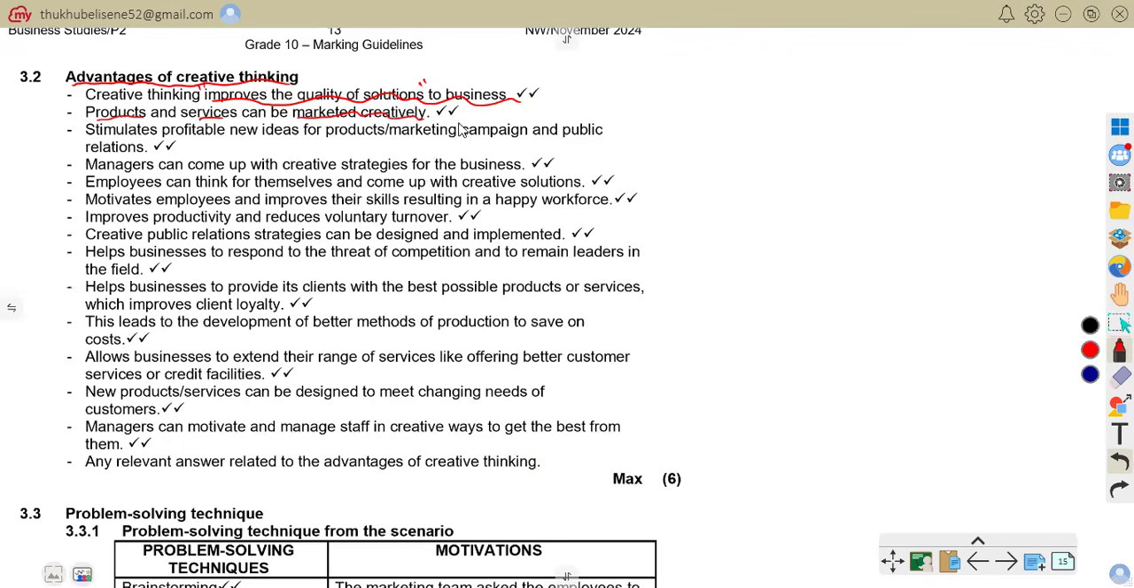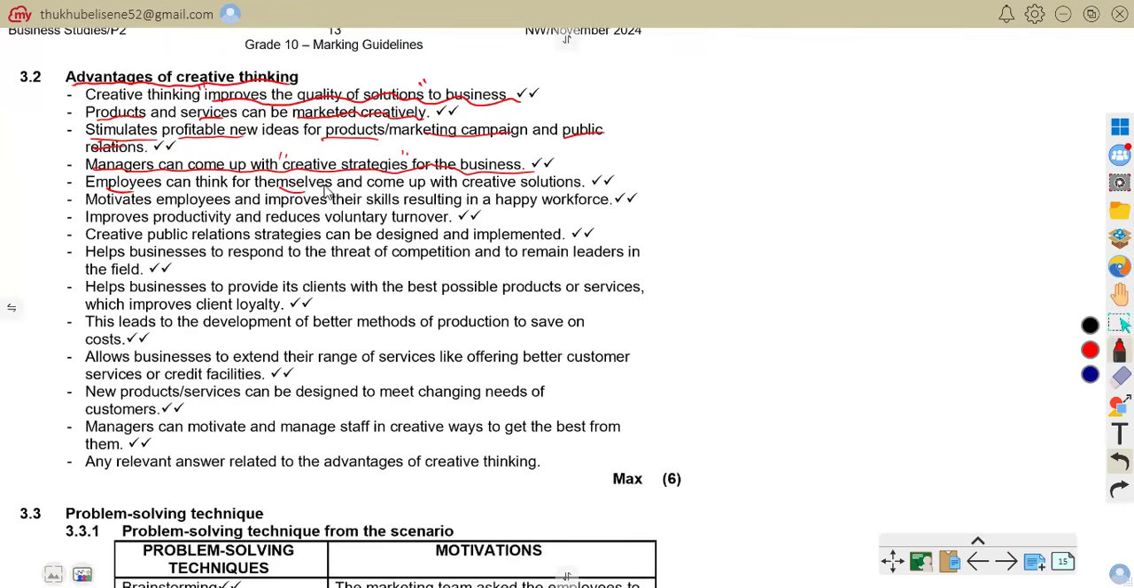That is the advantage of creative thinking. It also stimulates profitable new ideas for products, marketing campaigns, and public relations. Meaning to say it encourages what? Innovation for products or services. For example, creating a mobile app for online orders. Managers can come up with creative strategies for business. Also, they can come up with what? Quality strategies, quality views for the business.